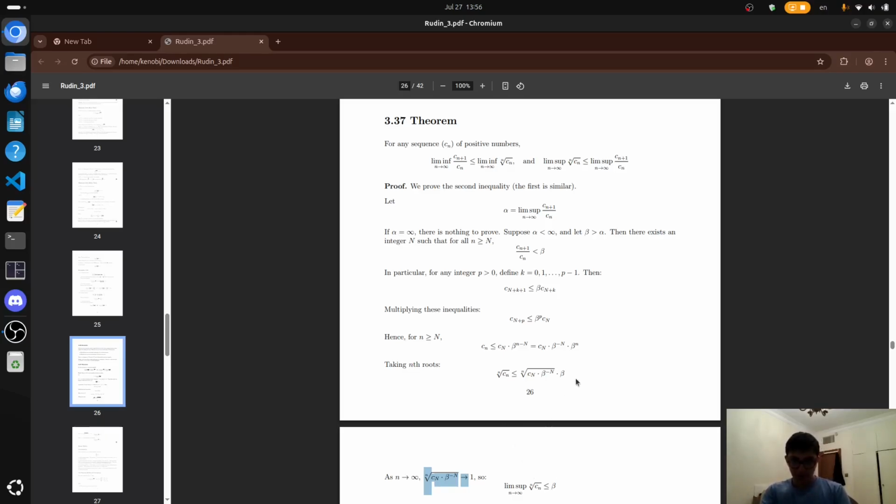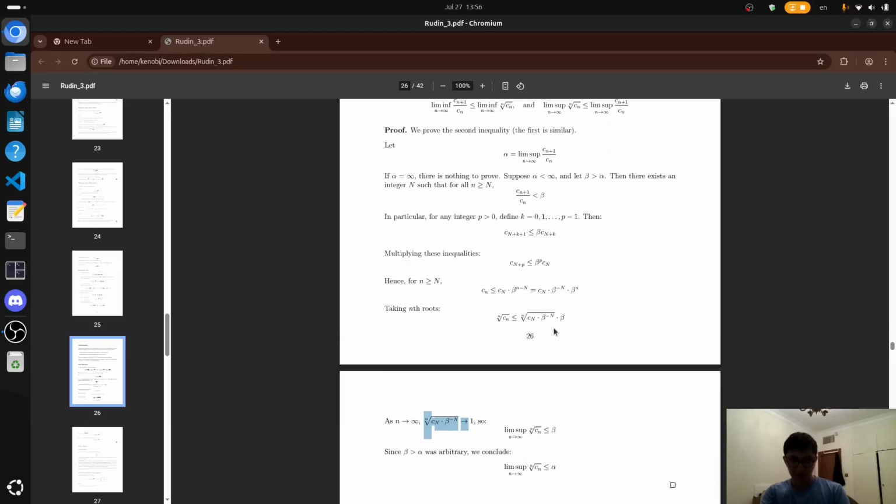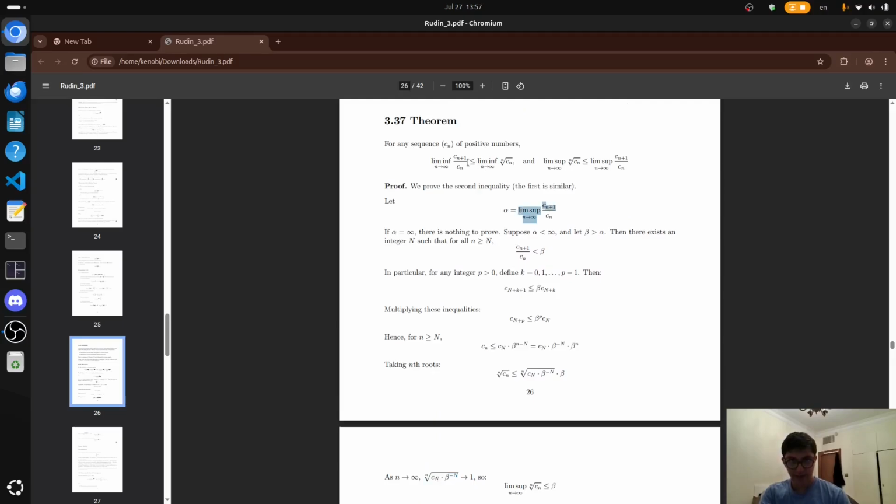So this is going to be less than or equal to beta. And we know beta is greater than alpha arbitrarily, and we get closer and closer to alpha. So that means lim sup of the nth root of Cn is less than or equal to alpha, and alpha is this thing over here, which proves this thing over here. And you can do the similar thing for lim inf and just flip the inequalities, right?